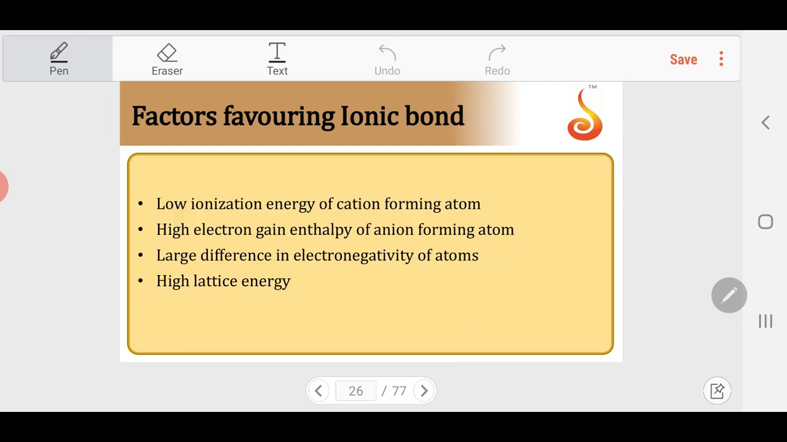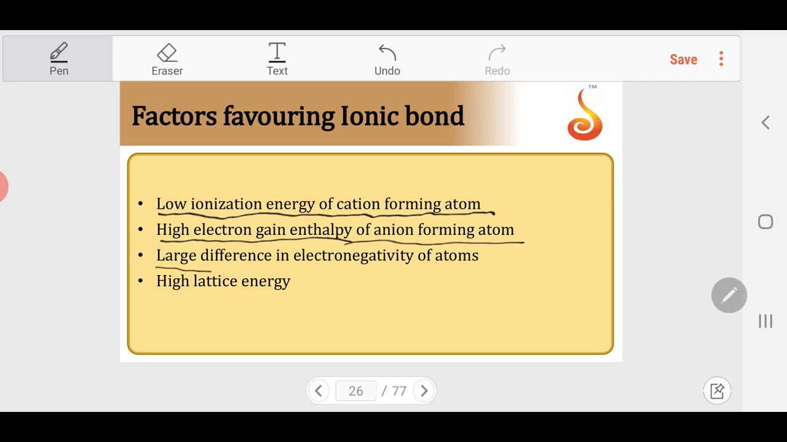What are the factors which favor ionic bond formation? First, the cation formation should be easier, the anion formation should be easier, and the attractive forces should be holding them together. So, low ionization energy of the cation forming atom. If ionization energy is less, it can easily convert into a cation. Then, high electron gain enthalpy or electron affinity of the anion forming atom, because the more the electron gain enthalpy in terms of negative value, that means it can absorb one electron more easily to convert into a stable anion.